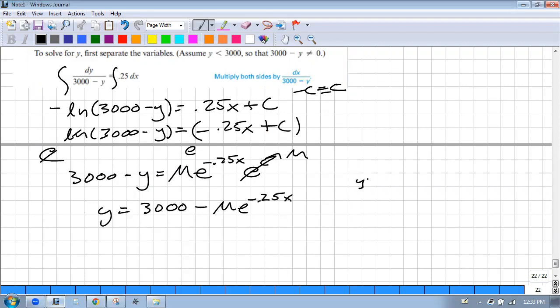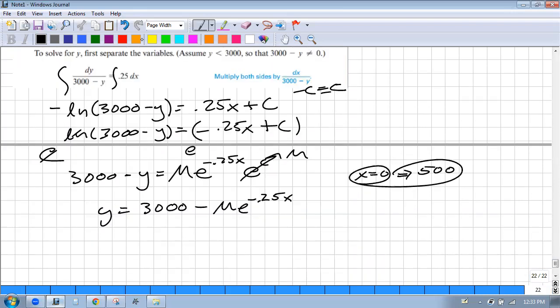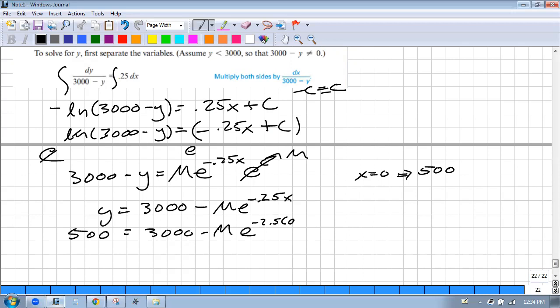They said the initial was, what was it, 500 that was given? 500 fish at the present. So at present time it is 500. If you replace this with 500, that's m e. We have to replace x with 0. This is just 1. You can see here that m is going to be 3,000 minus 500, which is 2,500.